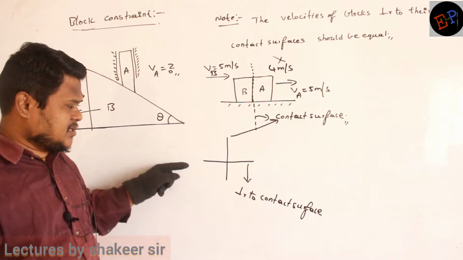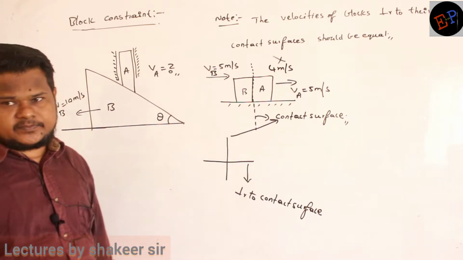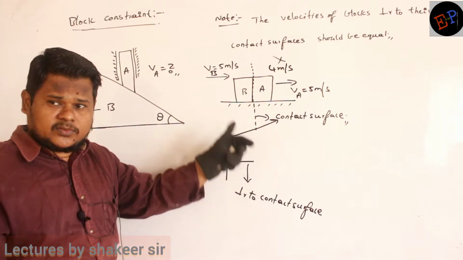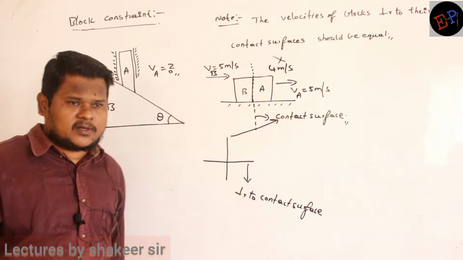We have drawn one line at 90 degrees to the contact surface. This is the contact surface, and we have drawn one line 90 degrees to the contact surface. That is called perpendicular to contact surface.